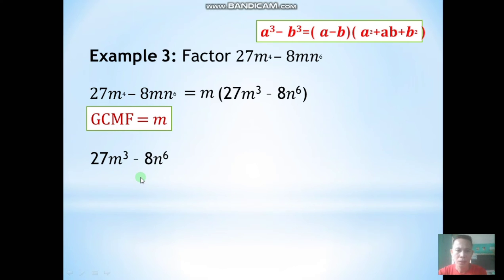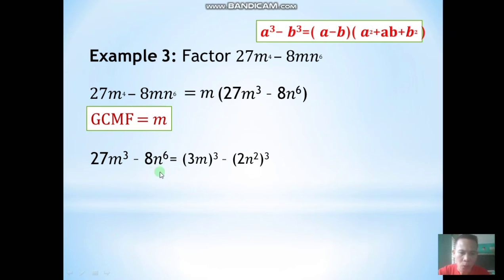Now, next solution. Before we can apply the formula, we need to convert its term first into exponential form by the power of 3. So, for 27m cubed, the exponential form by the power of 3, that is quantity 3m raised to 3, meaning 3m is being multiplied by itself 3 times. Alright? So, 3 times 3 times 3, that is 27. M times m times m, that is m cubed.